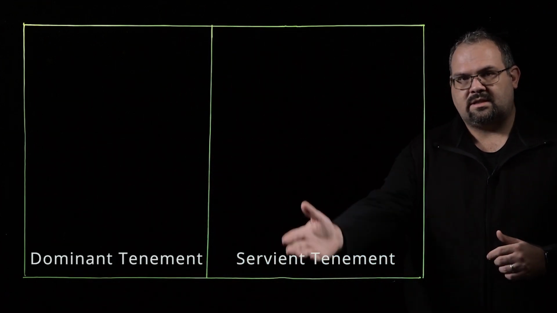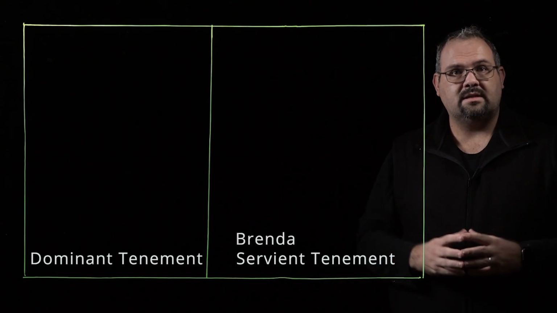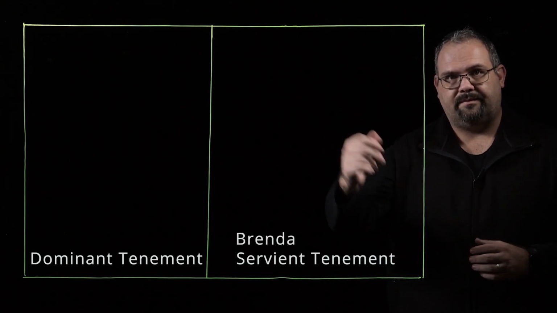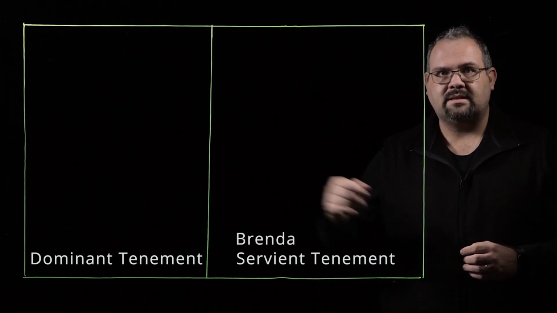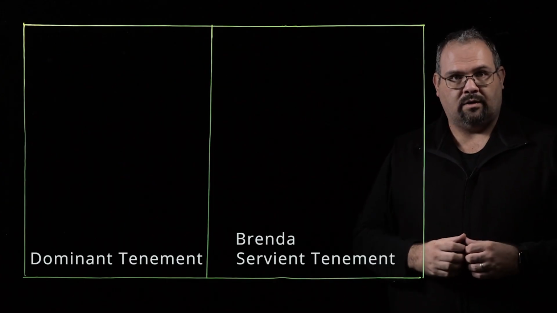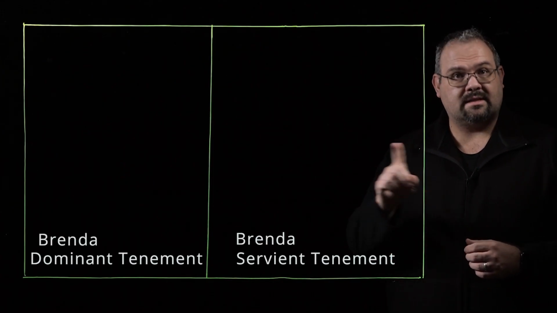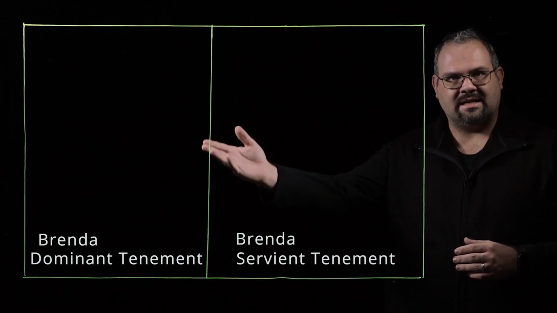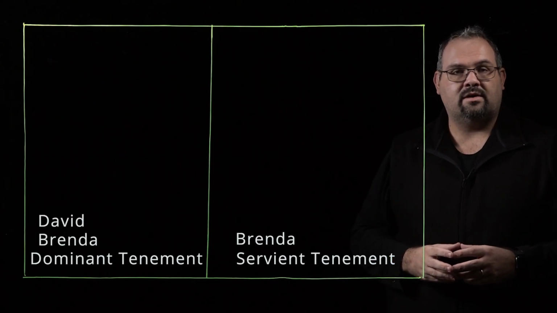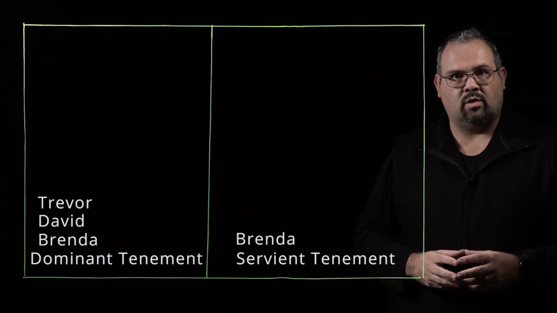Now, the servient tenement is still singly owned by Brenda. However, the dominant tenement is now co-owned by Brenda, it's the same Brenda, her husband David, her son Trevor, and her daughter Jade.